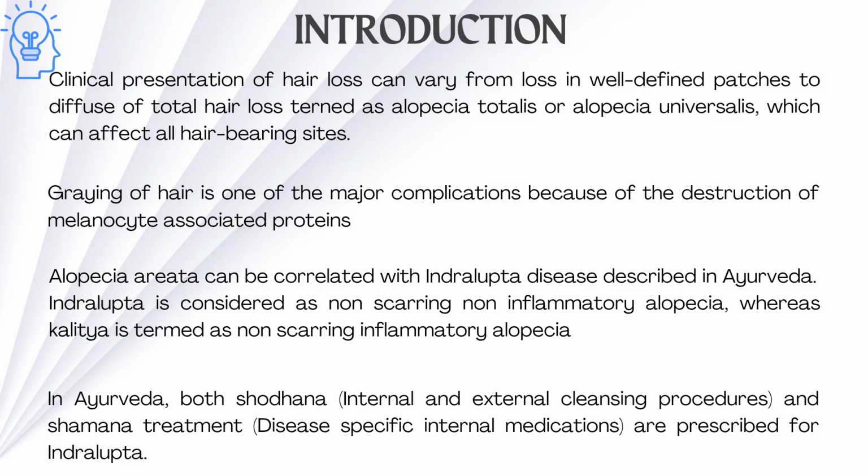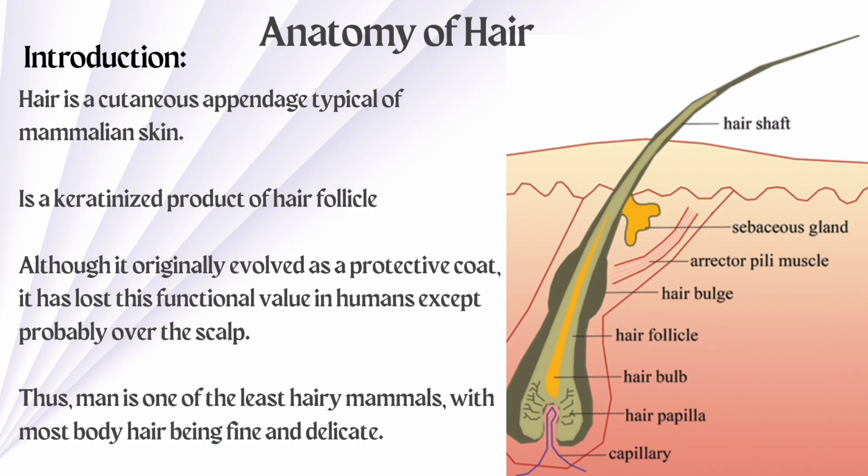Alopecia areata can be correlated with Indralupta disease described in Ayurveda. Indralupta is considered as a non-scarring, non-inflammatory alopecia, whereas Kalitya is termed as non-scarring inflammatory alopecia. Anatomy of hair. Introduction. Hair is a cutaneous appendage typical of mammalian skin. It is a keratinized product of hair follicle.